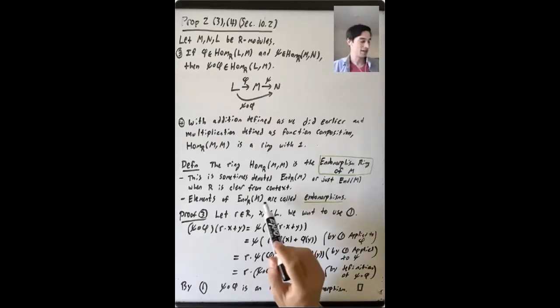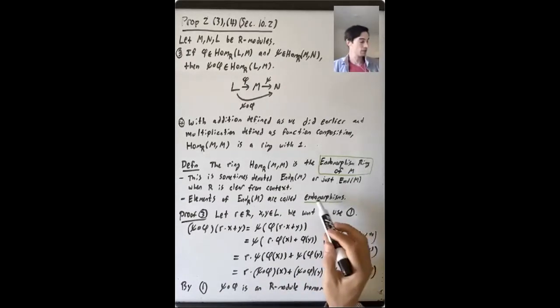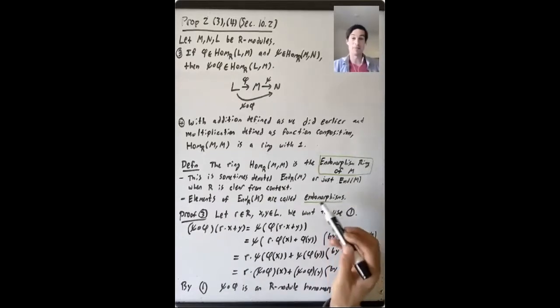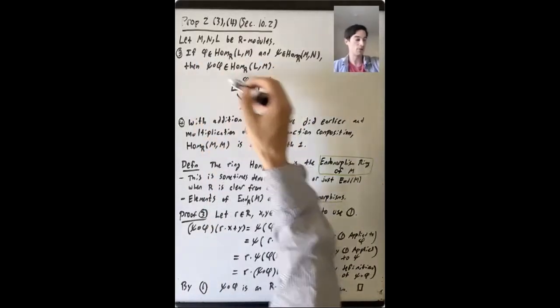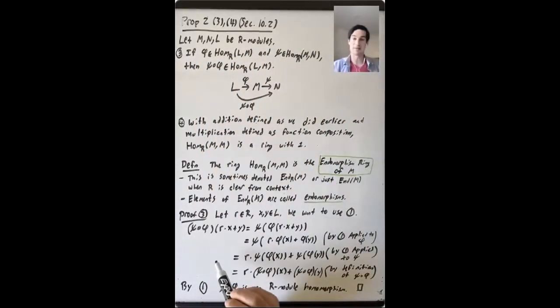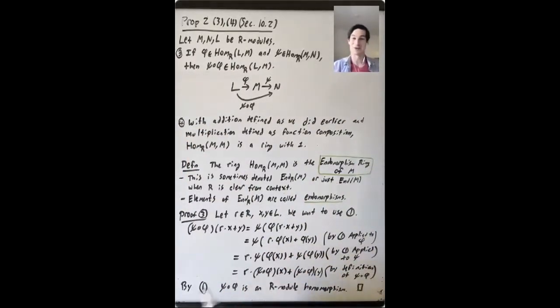Okay, so why is this called the endomorphism ring? Well, the elements in this endomorphism ring are called endomorphisms. So endomorphisms are R-module homomorphisms where the two modules that you're mapping between are the same. So it's an R-module homomorphism from an R module to itself. So I'll say something now about the proof of 3, and then I'll say something in a few minutes about the proof of 4 after pausing and erasing.